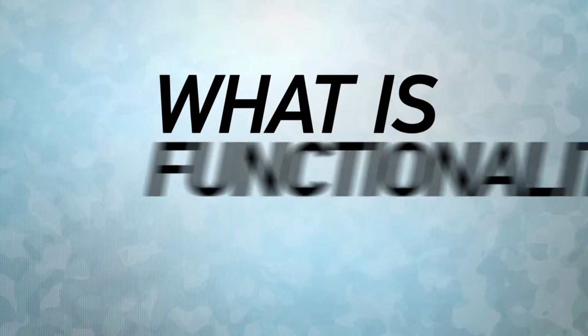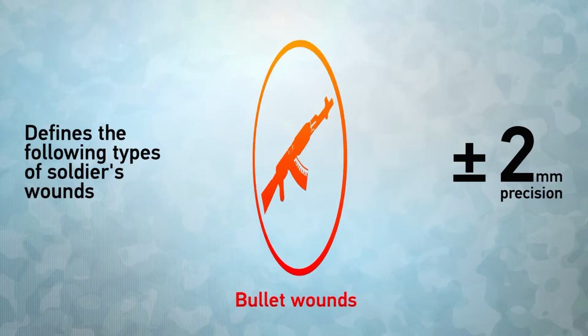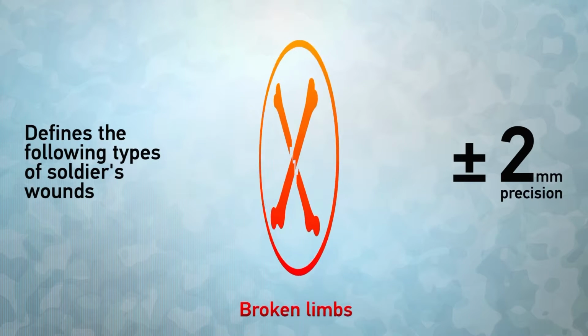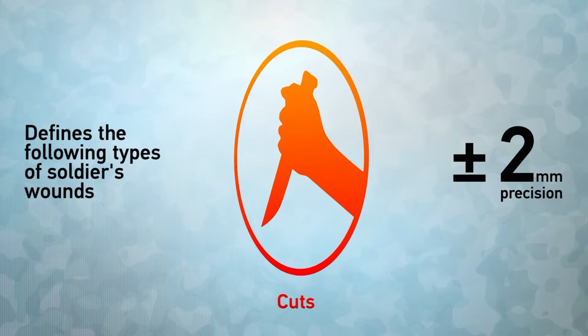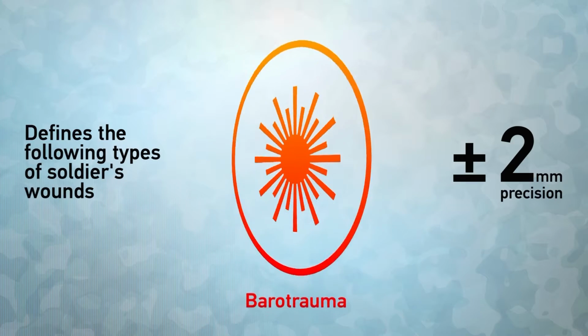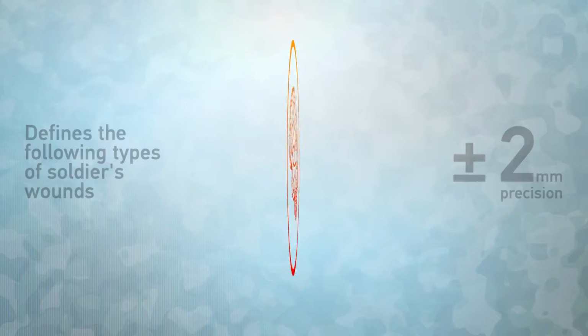What is the functionality of SEDA? Processing of data obtained from sensors and analyzers. The system allows defining the following types of damages and injuries with precision up to 2 mm: bullet wounds, missile wounds, broken limbs, thermal burns by means of positive and negative temperature, cuts, chemical burns, and also the following injuries: barotrauma, brain disorders, faint state.